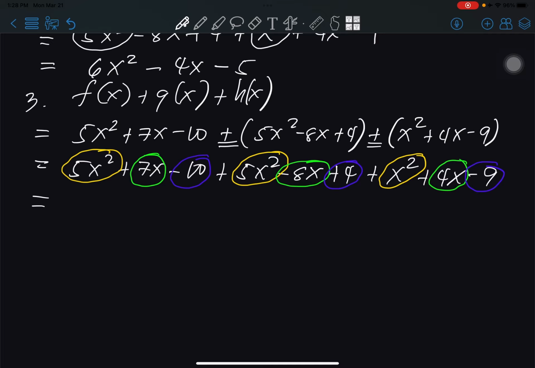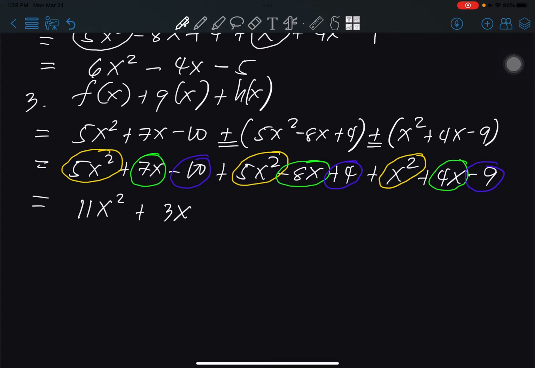Then plus x squared, remember that this is always equivalent to 1 its numerical coefficient. So therefore, we have 10x squared plus 1x squared. This will become 11x squared. Then we have 7x minus 8x. That will become negative x plus 4x. That will become now plus 3x. Then we have our constants.